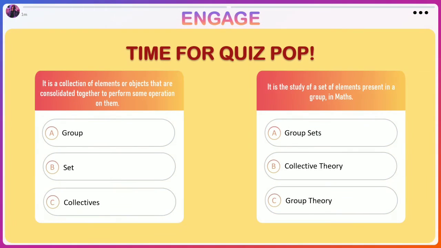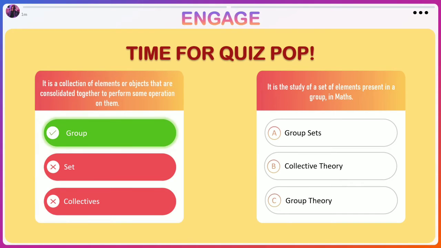Before we proceed to our discussion, let's first have a quiz. Number 1. It is a collection of elements or objects that are consolidated together to perform some operation on them. What is the answer? A. Group. B. Set. C. Collectives. If you answered group, then you're correct.